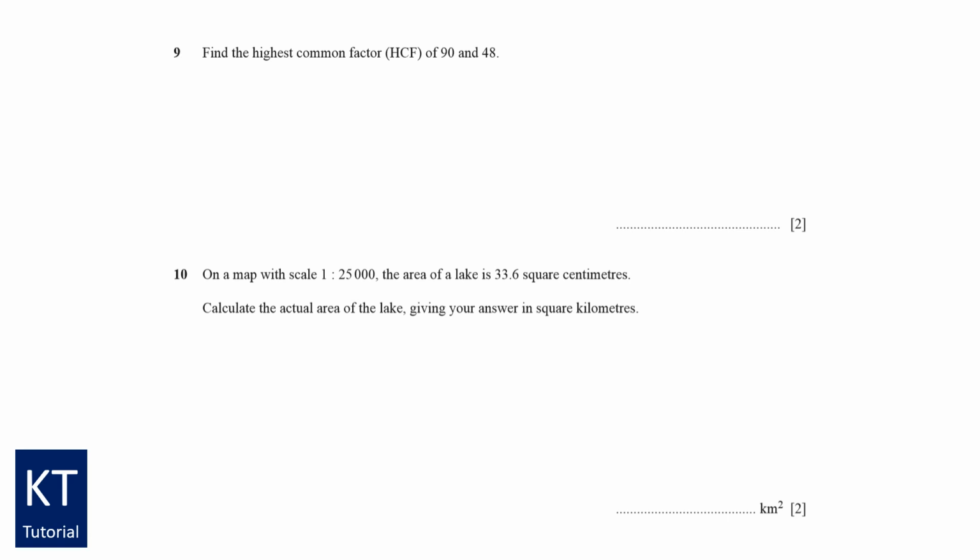Question 9. Find the highest common factor of 90 and 48. You start by breaking down 90 and 48 to their prime factors. Highest common factor is identified by the product of all prime factors that are repeating, and the answer is 6.